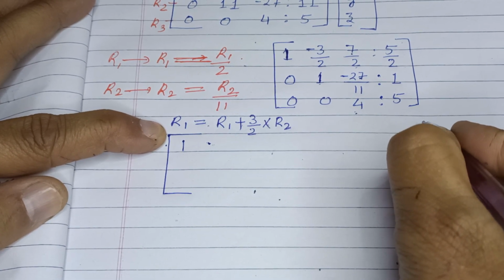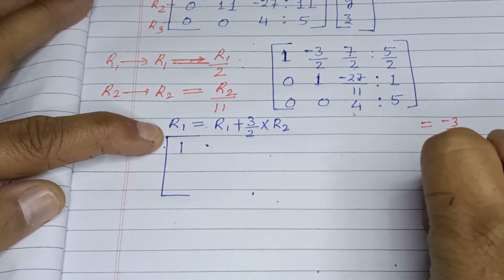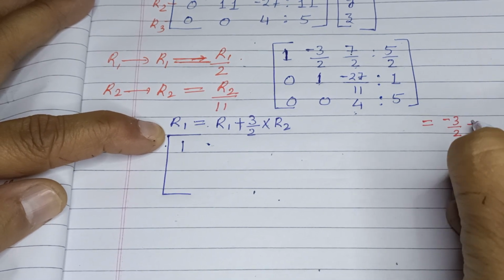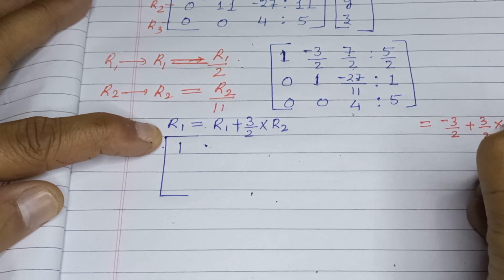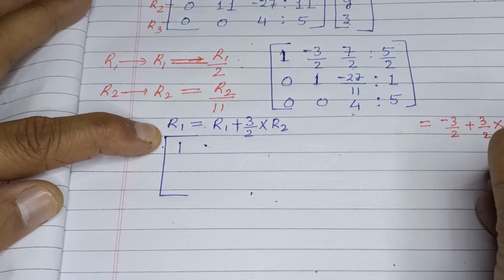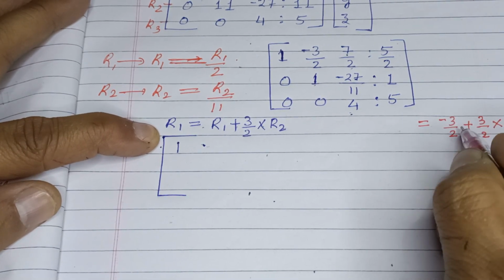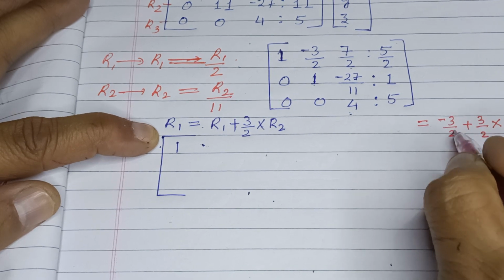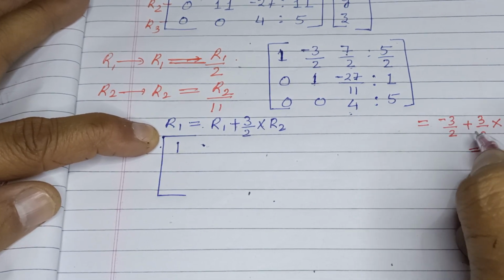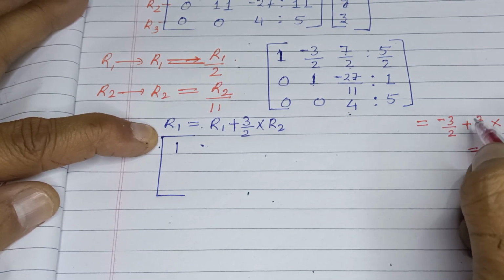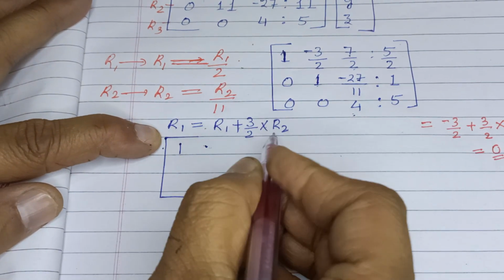R1 is equal to minus 3 by 2, then plus 3 by 2 into R2, and R2 is 1, right? So now here it's 1, so this gets cancelled. This is minus and this is plus, so it gets cancelled, and I get 0 here. 0 into 1 is 0. So that's the value we get, 0.